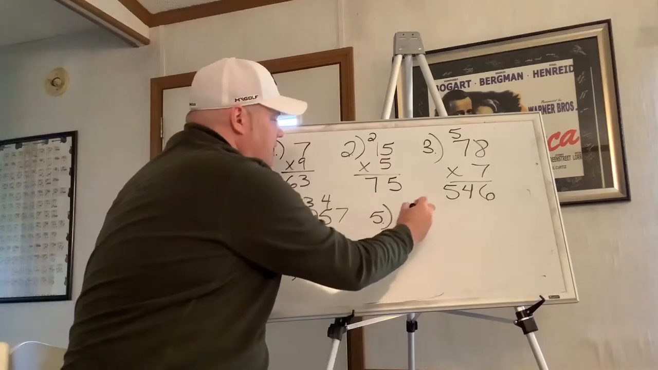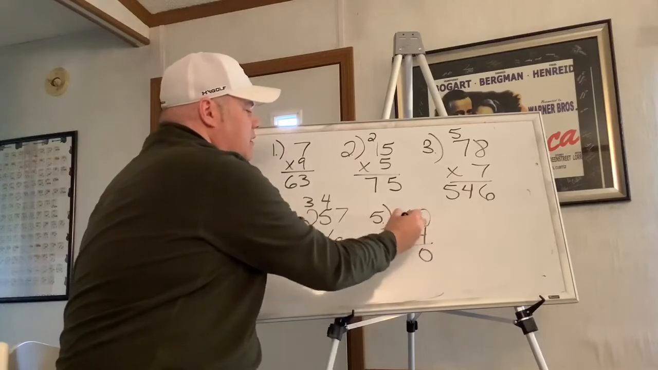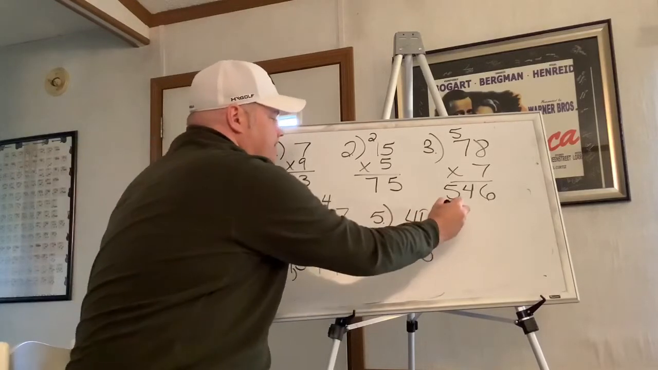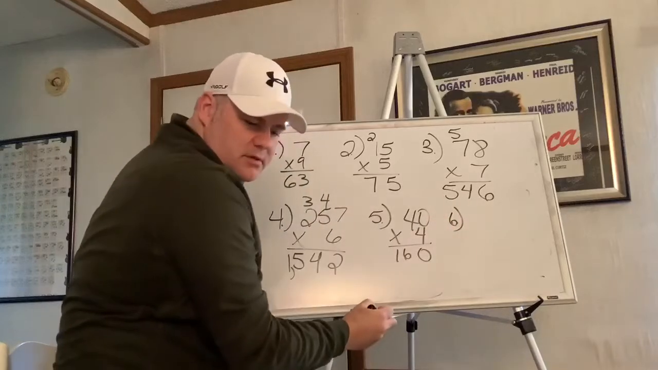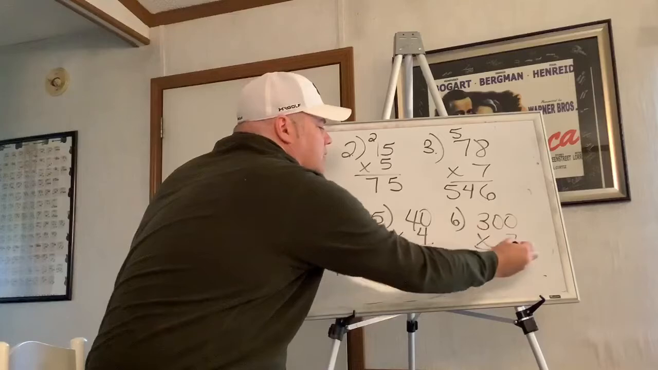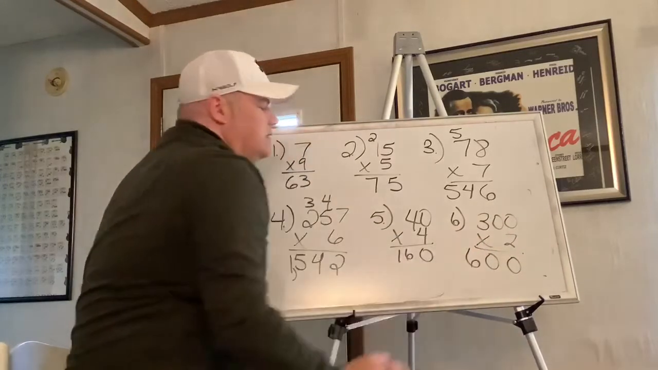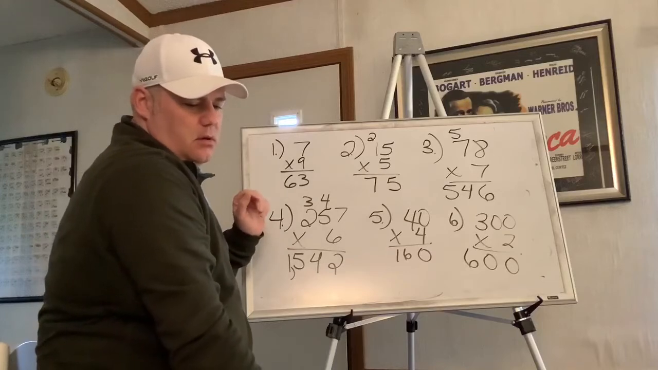Number 5 is 40 times 4. So we got 0 here on the end. 4 times 0 is 0. 4 times 4 is 16. And then number 6 was 300 times 2. So we got 2 zeros. But you get 2 times 0, 2 times 0, 2 times 3, 600. Okay.